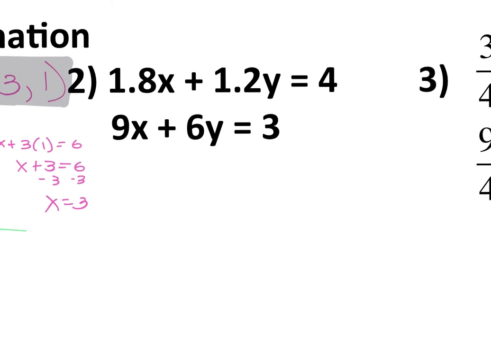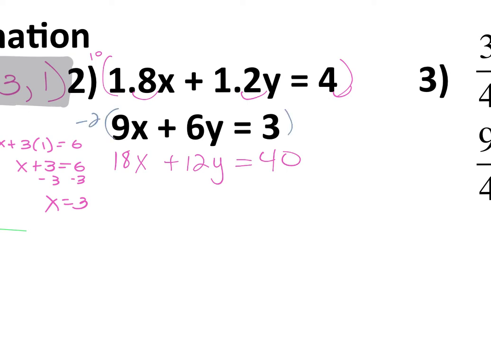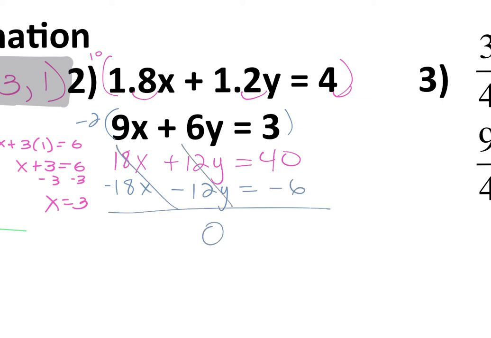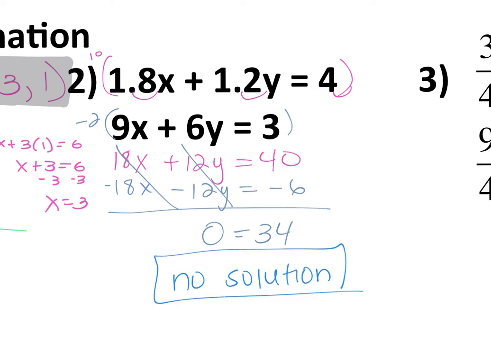Okay, 2 gave decimals, but only in 1. You can get rid of the decimals just in 1. So I can multiply everything here by 10 to move my decimal each time. So it's 18x plus 12y equals 40. And then I want to, again, cancel. If I multiply the top by -2, I get -18x minus 12y equals -6. Add, and these both cancel. So I'd get 0 equals 34. Does 0 equal 34? No. So this is a no solution scenario. If I had put this on a graph, they would be parallel lines. They'd never intersect.